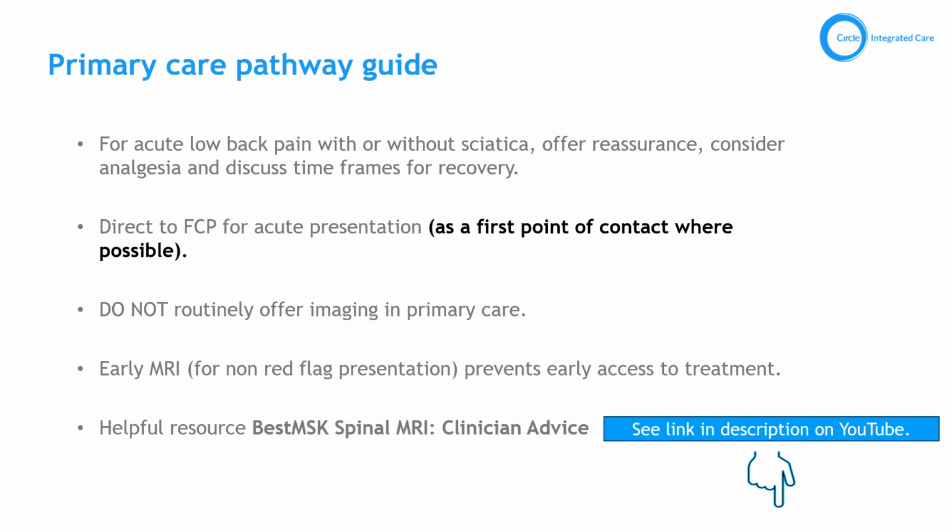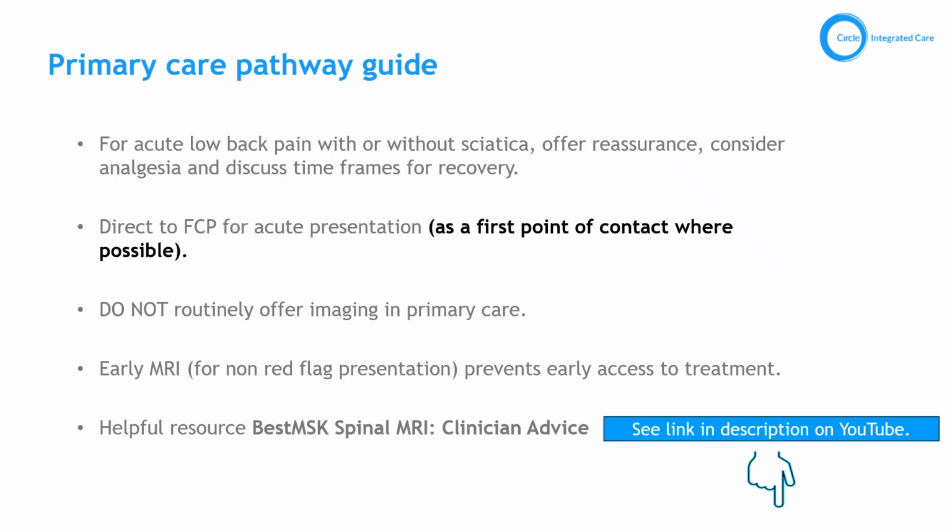In primary care, for acute back pain with or without sciatica, offer reassurance, consider analgesia and discuss timeframes for recovery. Direct patients to first contact physio for acute presentation with the importance of patient reassurance and education to encourage normal activity. Do not routinely offer imaging in primary care.